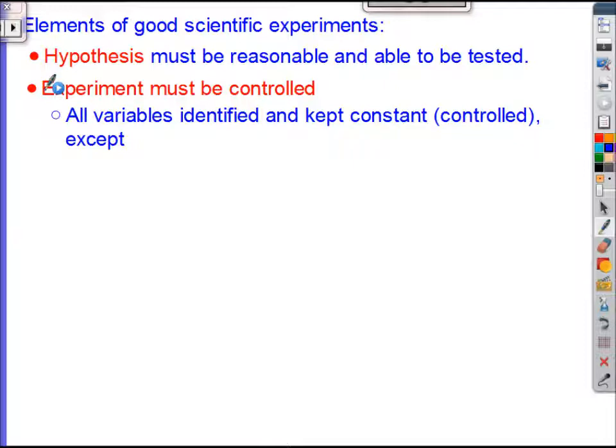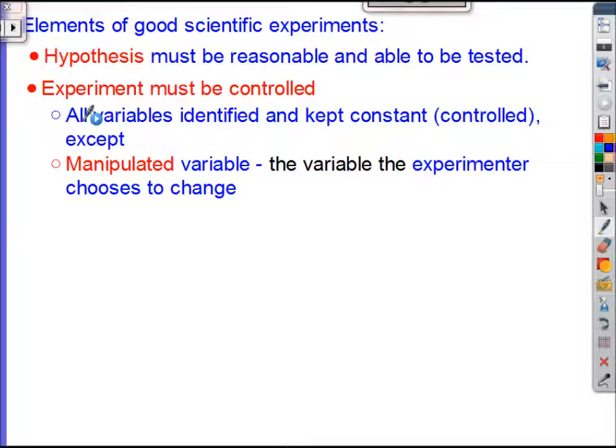And then we have to control. We have to know what variables we're going to be using and how we can keep them constant. Everything's constant except the manipulated variable. Whatever you choose to change. So, for example, if I am trying to test a fertilizer to see if plants will grow better, the variable that was changing is the fertilizer. Everything else stays the same. The amount of water, the amount of light, the type of soil, the type of plant, that all stays the same, but I'm changing the amount of fertilizer.